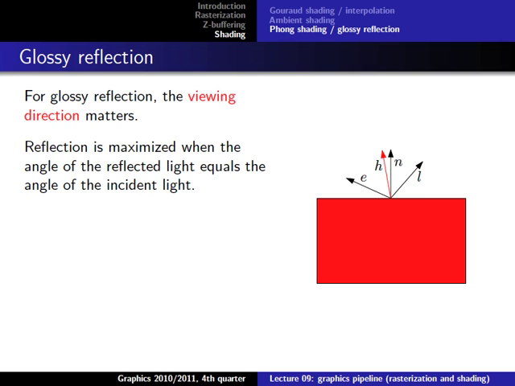Good, so we already said that for the glossy reflection, the viewing direction matters. If you look at a matte surface and you move around a little, then you see that the color at the specific point doesn't really change, unless of course you move into the shadow. Whereas if you have a bowling ball with this one reflecting spot and you move around, you will see that the position or the intensity of the spot will change. So it depends on the viewing direction. And we said already that the reflection is maximized when the angle of the reflected light equals the angle of the incident light.